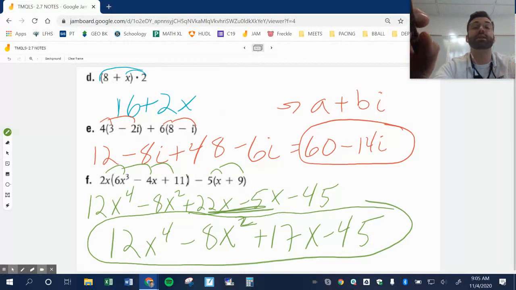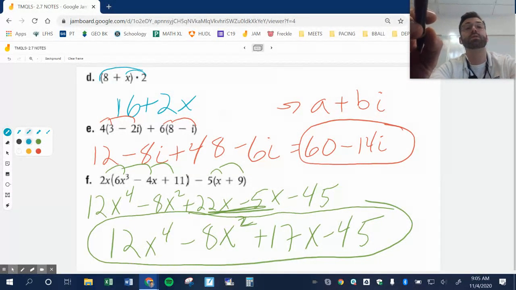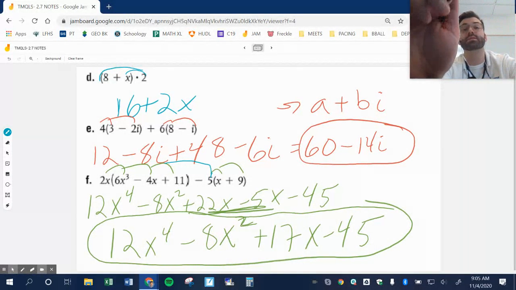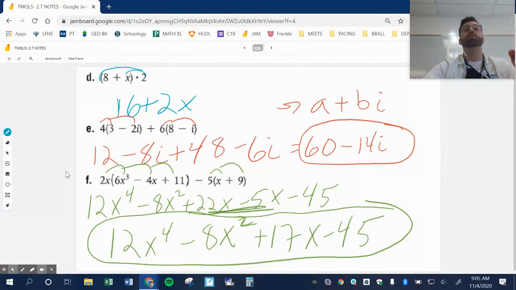A common mistake here, some people may accidentally try to distribute that 2x to the negative 5. Remember, you're only distributing to the terms in the parentheses that they are attached to. All right.